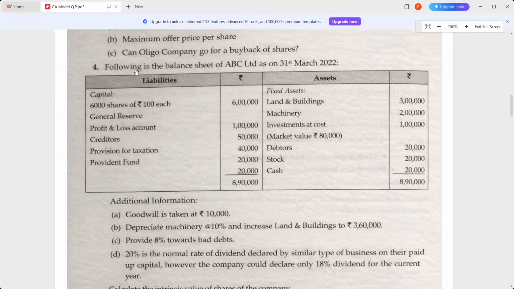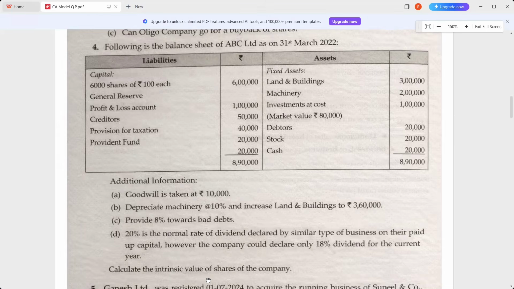Third question of Section B. This question is from your third unit, that is valuation of shares. If you remember, we have 3 methods of valuation of shares. In that, most probably you can expect the intrinsic value of shares calculation based on the net asset method. All these similar kinds of questions we have already discussed in the classes. Refer to the notes for this.